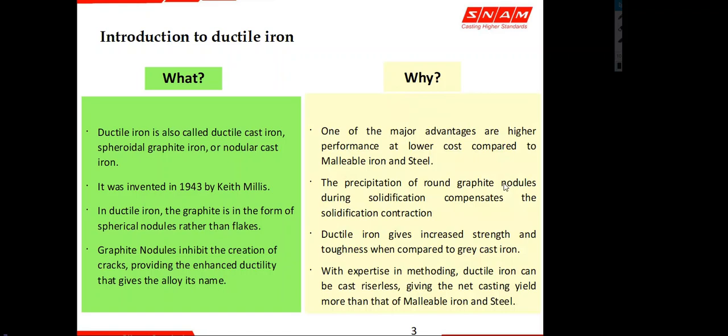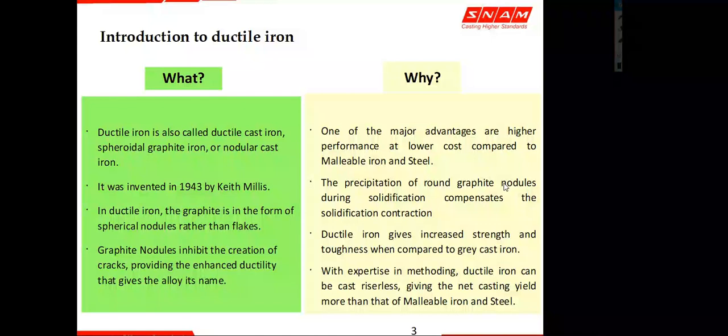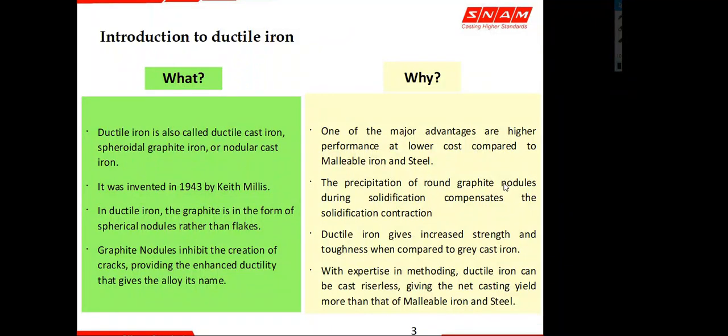Why do we need to have ductile iron? Why ductile iron, why not just grey cast iron, which is already existing? When you compare the equivalent strengths, the manufacturing cost of malleable iron and steel with respect to ductile iron for similar strength grades is lesser with ductile iron. So the major advantage is cost. You can manufacture this material for the required strength at a lower cost.